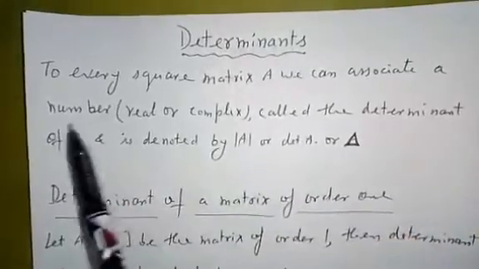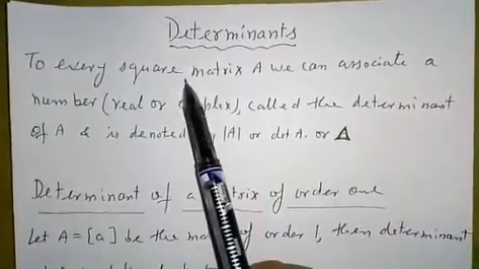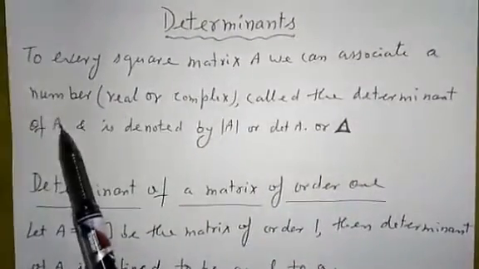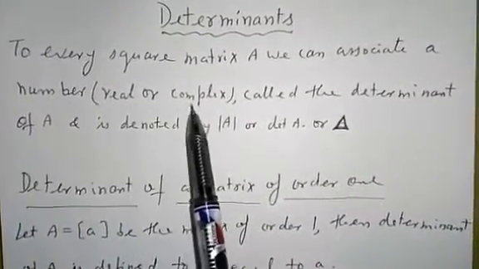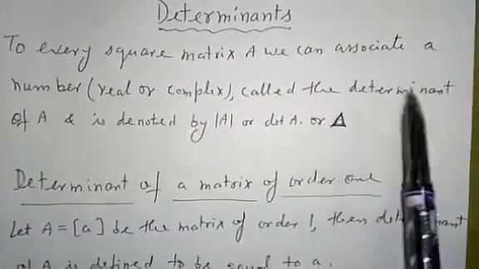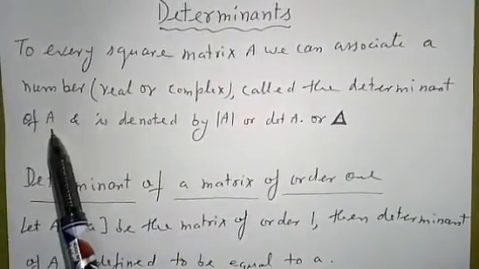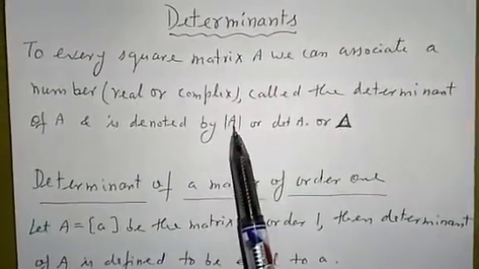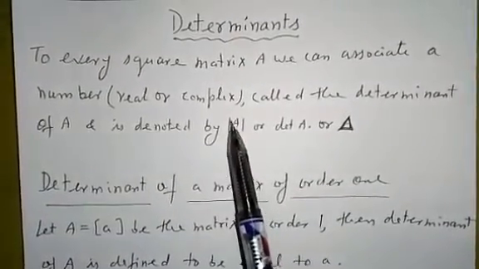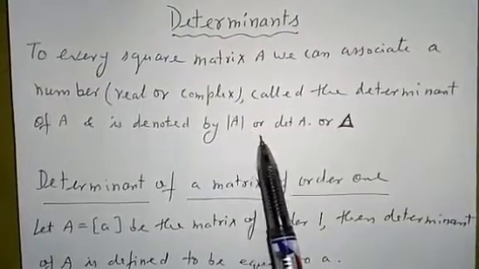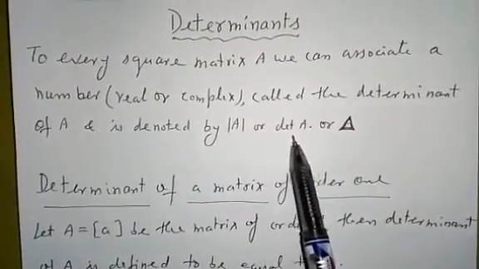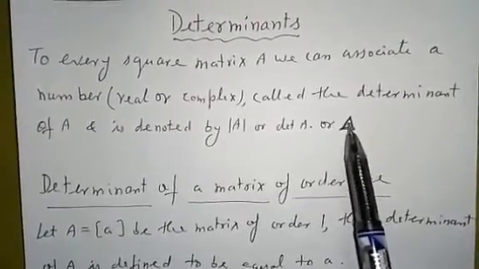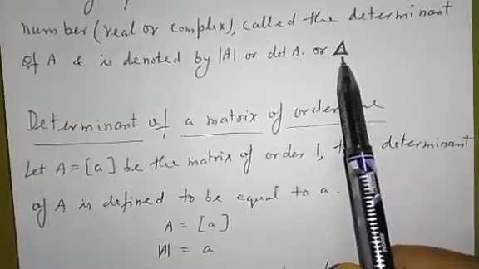Determinants. To every square matrix capital A, we can associate a number. This number may be real or complex, called the determinant of a matrix A, and it is denoted by capital A like this. We read it as determinant A or delta. For the determinant A, we can also use the symbol delta.